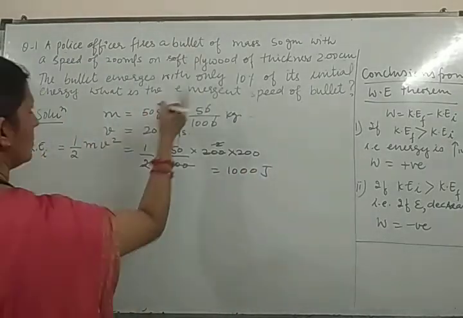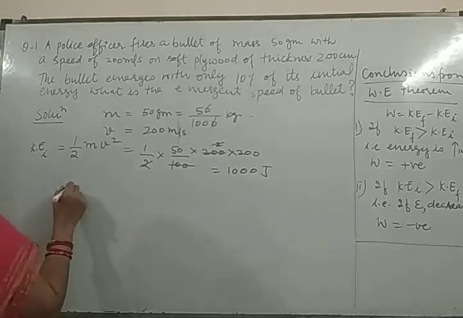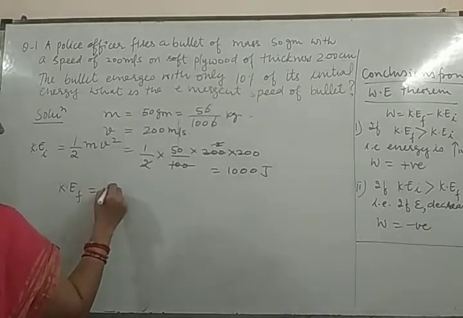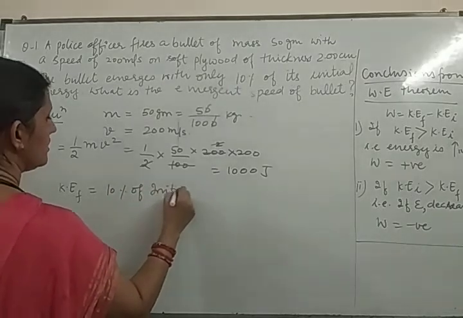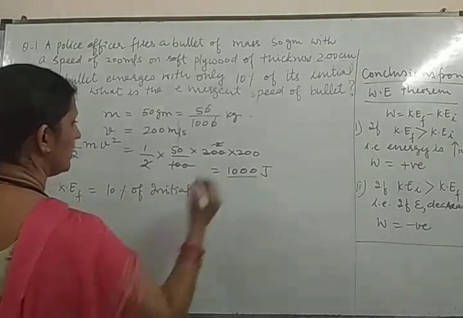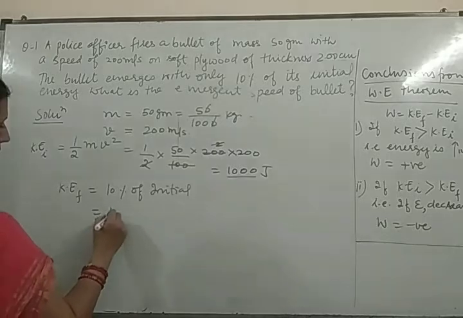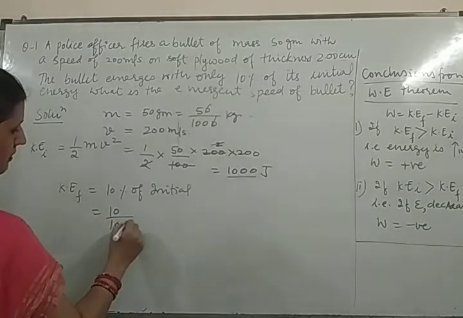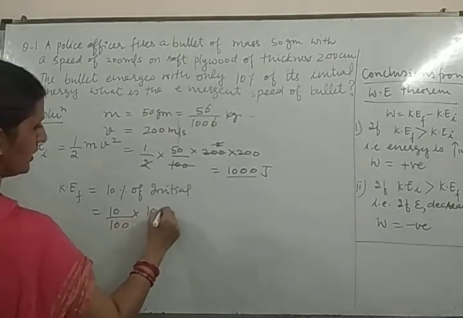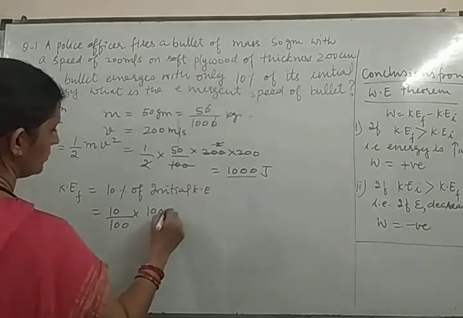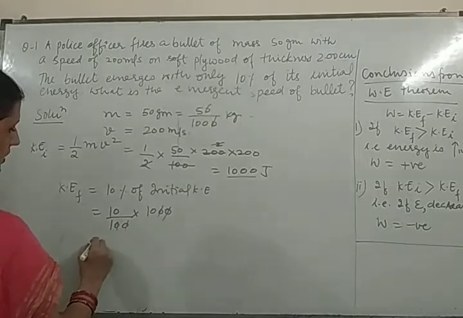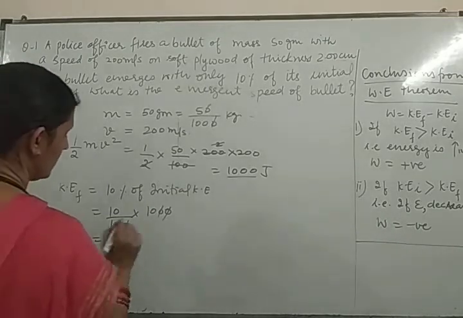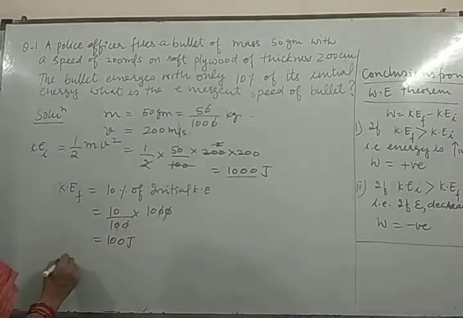What is now given, then the final kinetic energy becomes 10% of initial. What is the initial value? We have calculated, that is 1000 joule. 10% means 10 by 100 into initial kinetic energy, that is 1000. Solve it. When you solve it, this comes out to be 100 joule. Final kinetic energy is 100 joule.